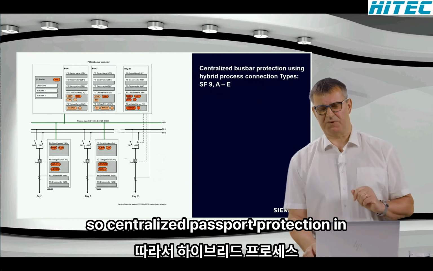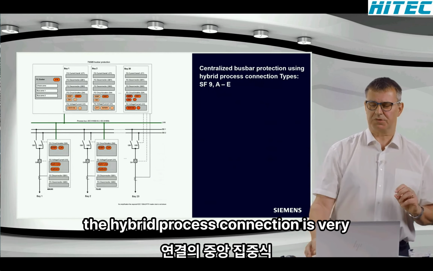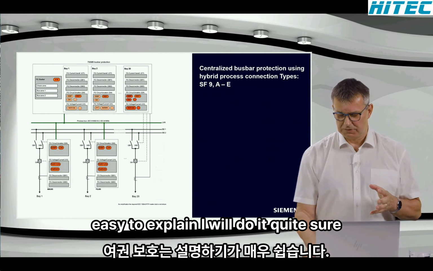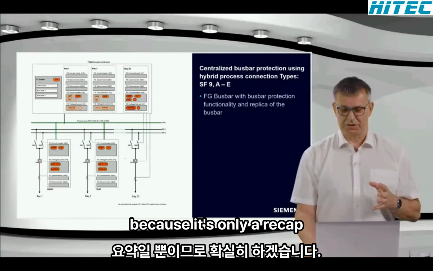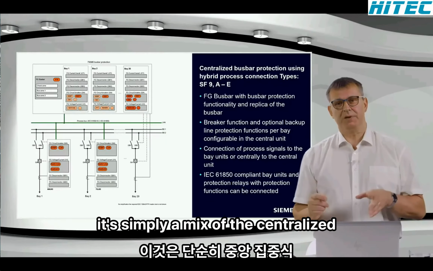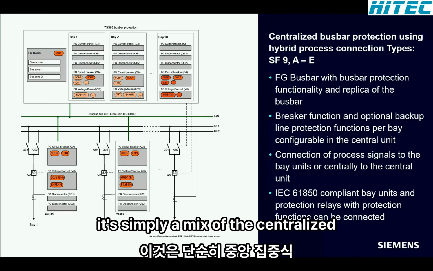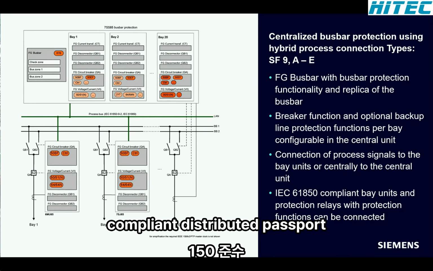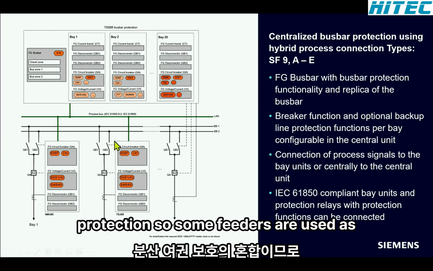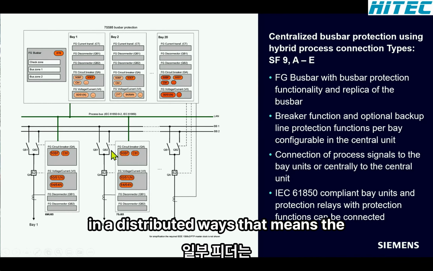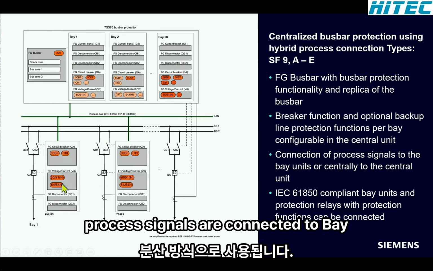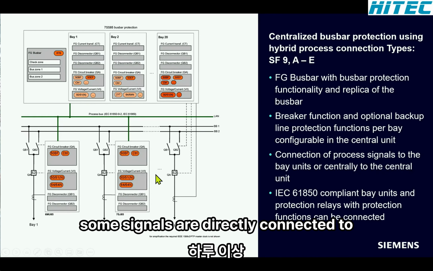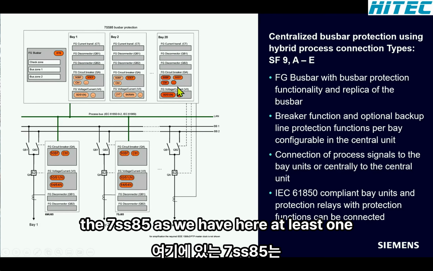The centralized busbar protection in the hybrid process connection is very easy to explain. I will do it quite short because it's only a recap. It's simply a mix of the centralized busbar protection and the IEC 61850 compliant distributed busbar protection. So some feeders are used in a distributed way. That means the process signals are connected to bay units, to merging units in the field. And some signals are directly connected to the 7SS85.